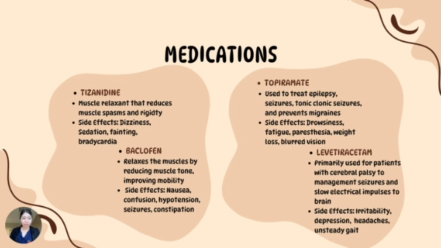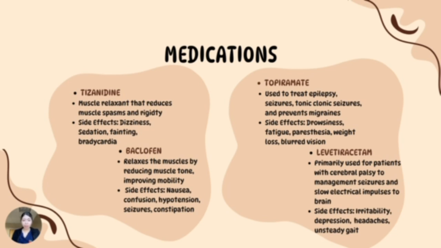For medications, we have tizanidine, which is a muscle relaxant that reduces muscle spasms and rigidity. Side effects include dizziness, sedation, fainting, bradycardia. We also have baclofen, which also relaxes the muscles by reducing muscle tone and improving mobility. Side effects are nausea, confusion, hypotension, seizures, and constipation.